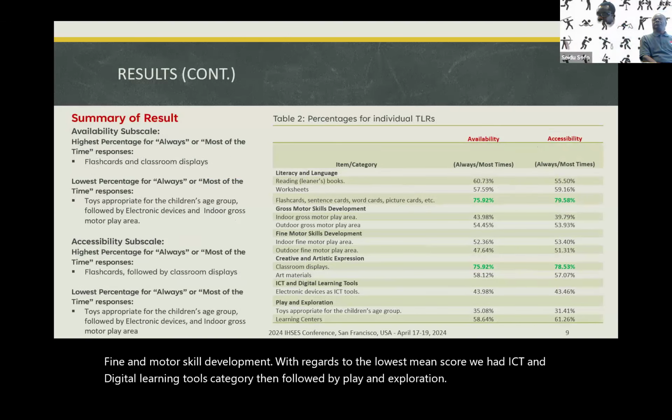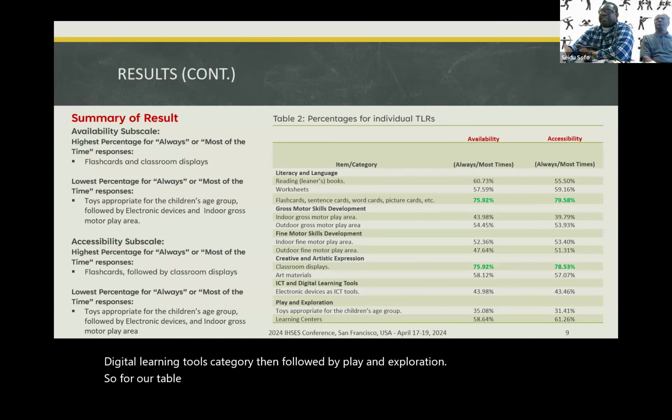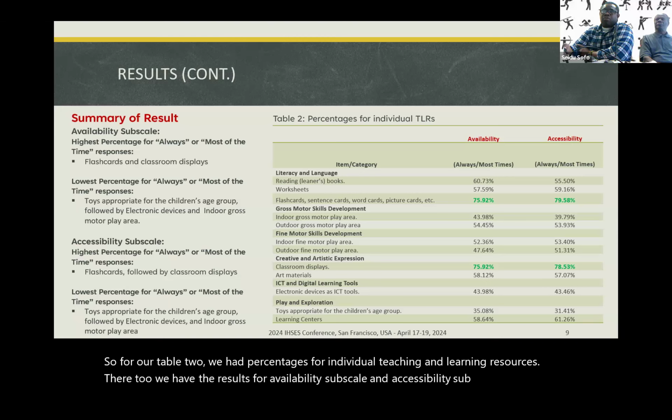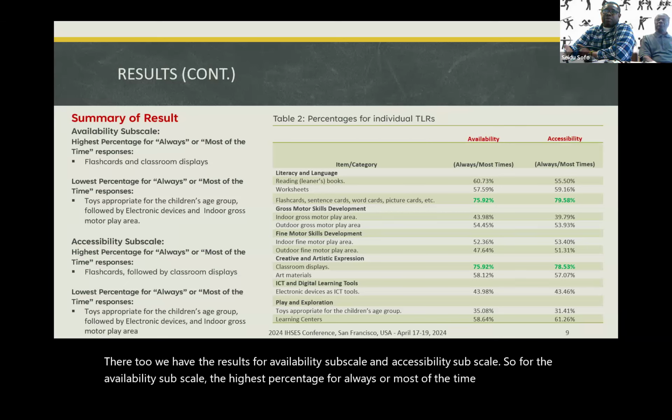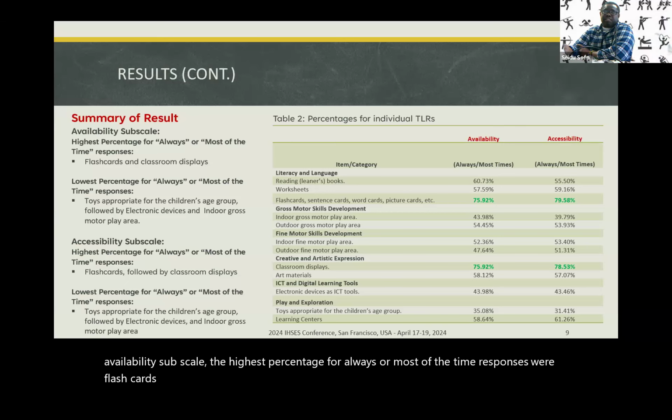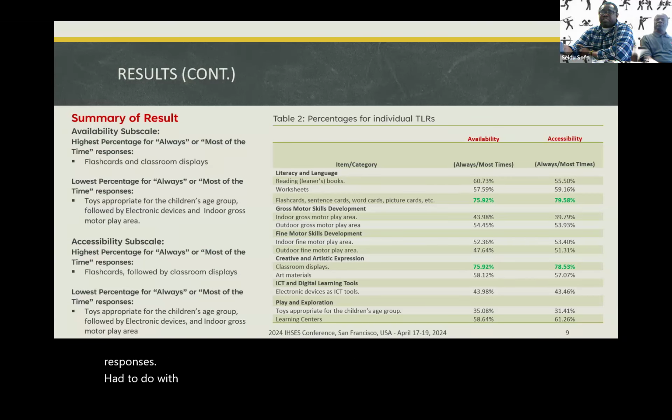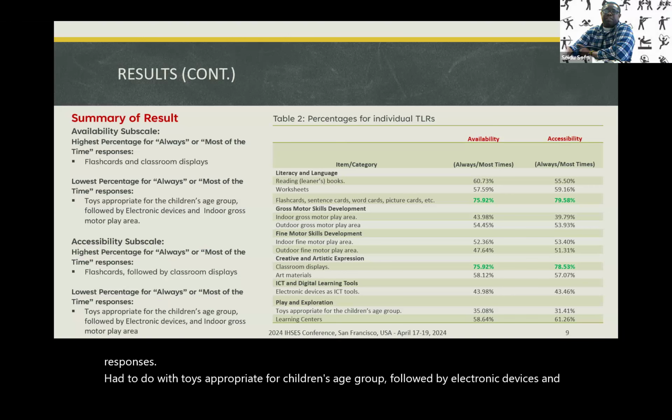For table 2, we had percentages for individual teaching and learning resources. There too, we have the results for the availability subscale and the accessibility subscale. For the availability subscale, the highest percentages for always or most of the time responses were for flashcards and classroom displays. The lowest percentages had to do with toys appropriate for children's age group, followed by electronic devices and indoor gross motor play area.